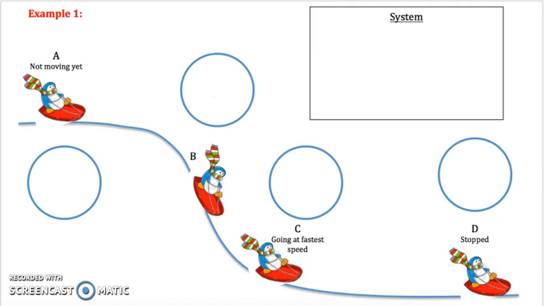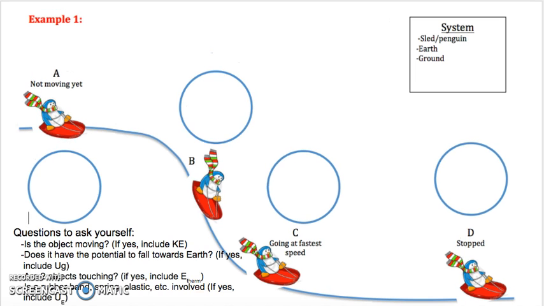So notice, just like we did yesterday, that we first are going to create our system. In this example, I am going to pick out everything that I possibly can to be a part of my system. So I'm going to include the penguin and the sled. I am going to include the hill or the ground that the penguin is sledding on, and I'm going to include the earth because this is happening on or near the earth. So you'll notice here that those things pop up in my system box up in the upper right-hand corner here.